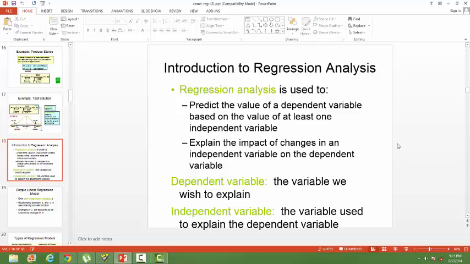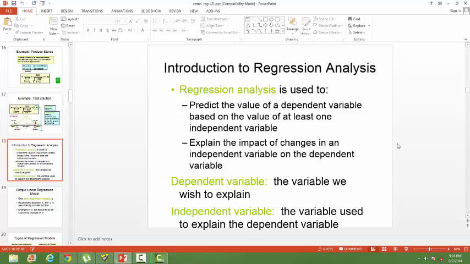Let me start by telling you what an independent and a dependent variable are. Like I gave you an example, y equals 2 plus 3x. Here x is our independent variable and y is our dependent variable. Y depends on x, hence y is the dependent variable. X doesn't depend on y; it really causes y. So x is the independent variable.